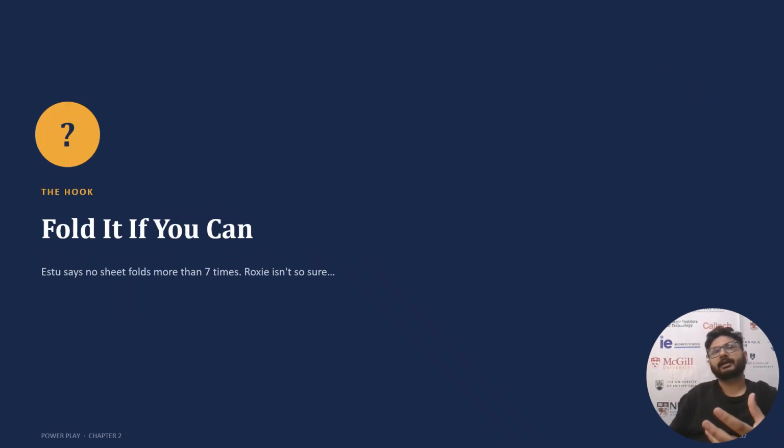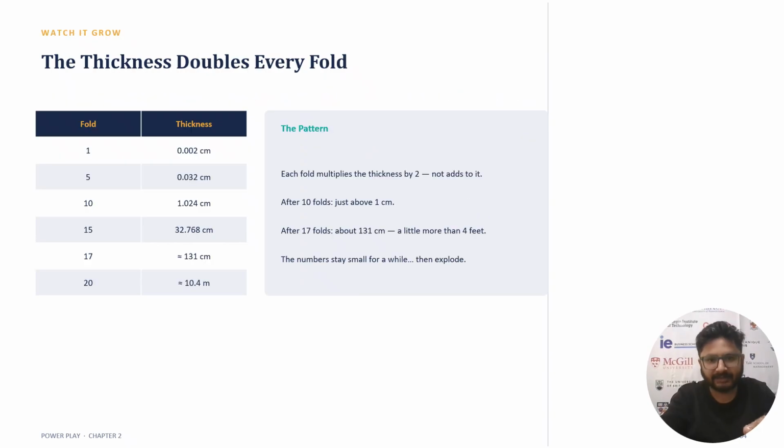There's a very usual question that a lot of people ask: how many times can a sheet of paper be folded? A lot of people answer that at most 7 or 8 times it can be done. So let's try to understand what is the basic mathematics behind it.